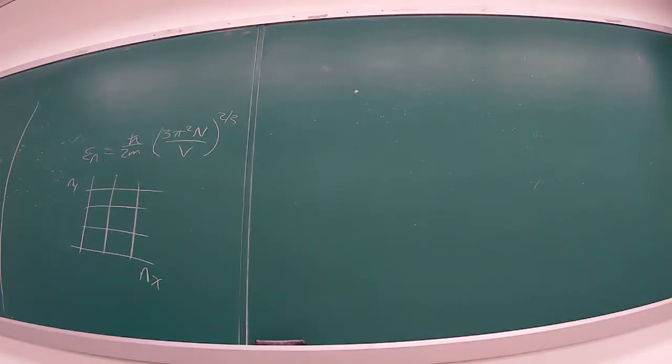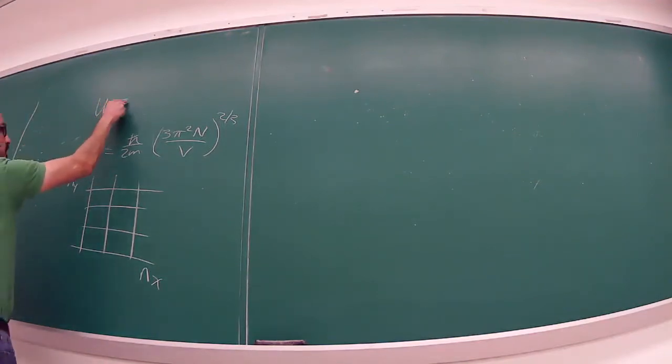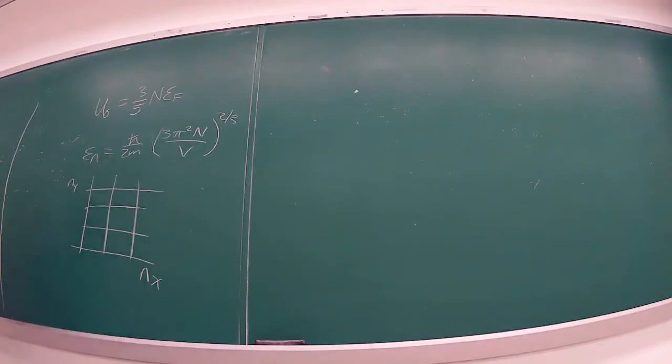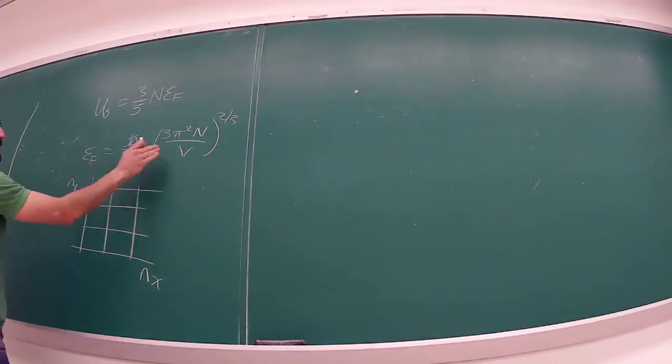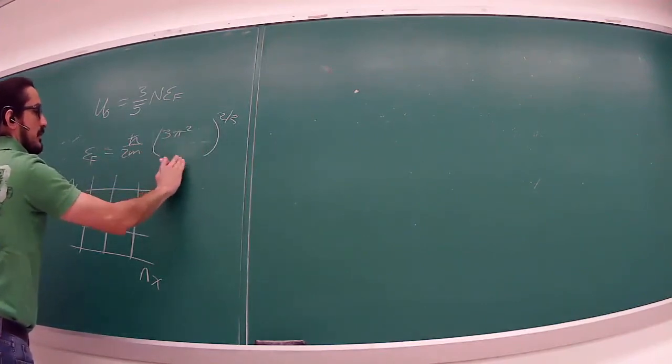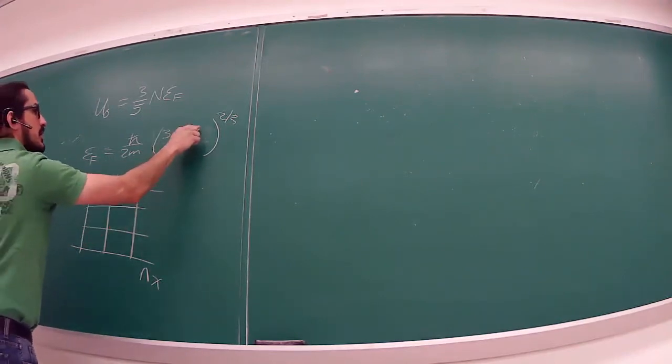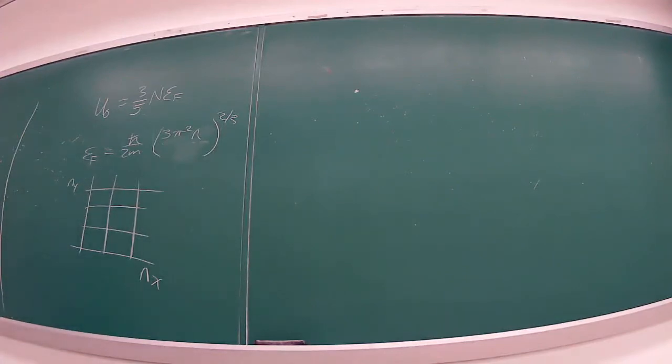From that, we derived the ground state energy, which was 3/5 of the number of particles times the Fermi energy. We derived the Fermi energy, which is this. And over here, actually, there was a confusion here with N the concentration and N the Fermi radius. So this one is the concentration.